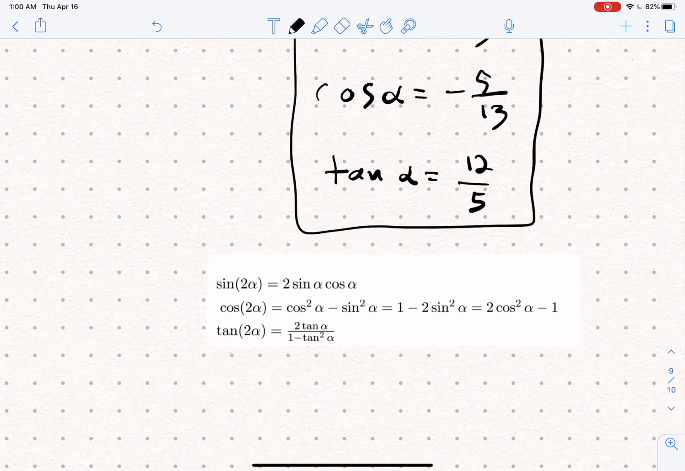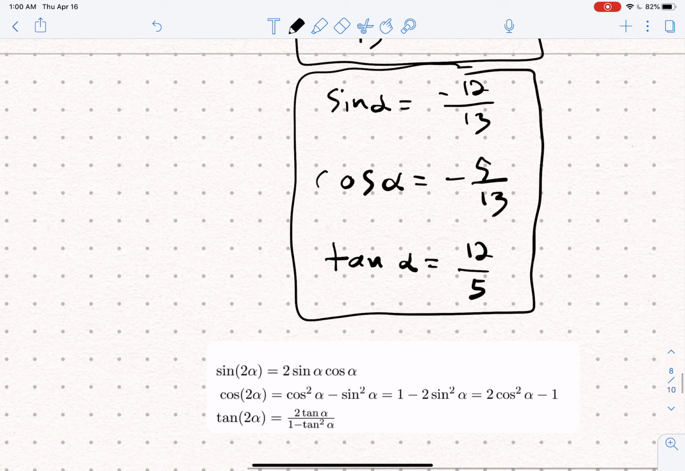So, with these in hand, and with the values of sine, cosine, and tangent of alpha, we can easily find the values of sine, cosine, and tangent of 2 alpha.